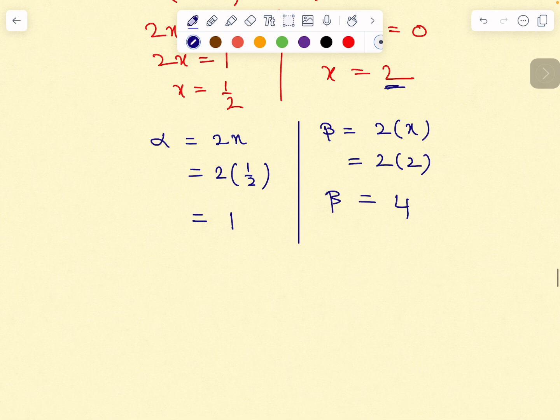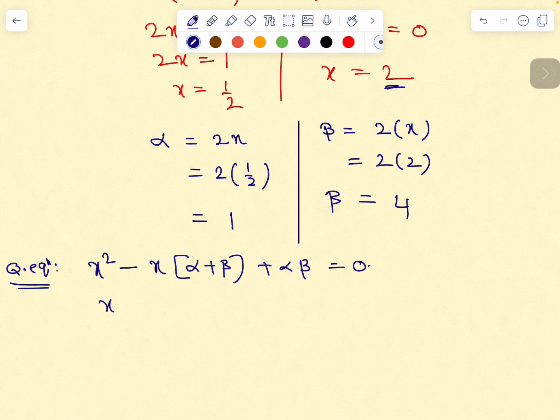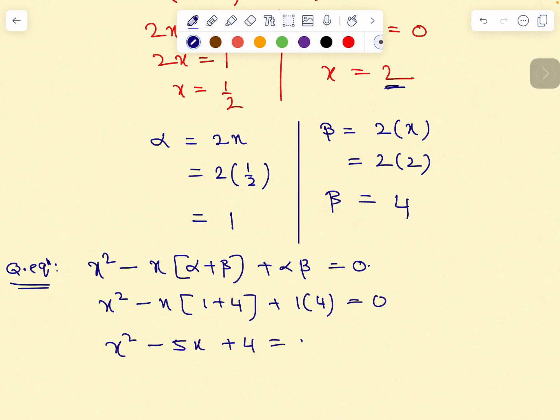Now find the quadratic equation having the roots 1 and 4. Then we can write it like this: x square minus x into (alpha plus beta) plus alpha beta is equal to 0. This is the quadratic equation. Here alpha value is 1, beta value is 4, so 1 into 4 is 4. x square minus 5x plus 4 is equal to 0. This is our required equation.